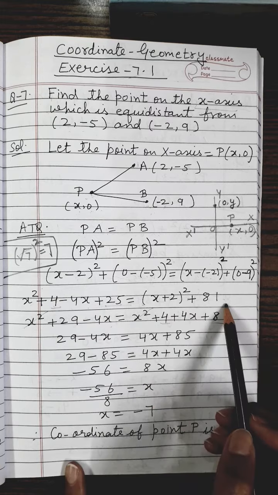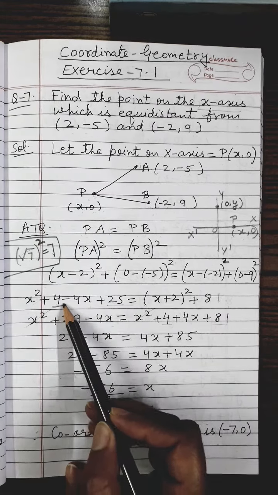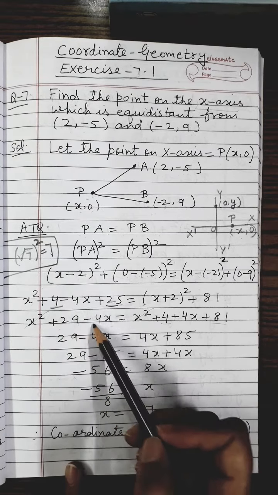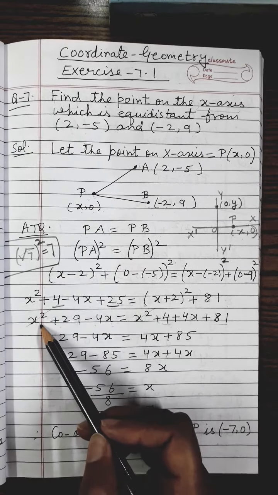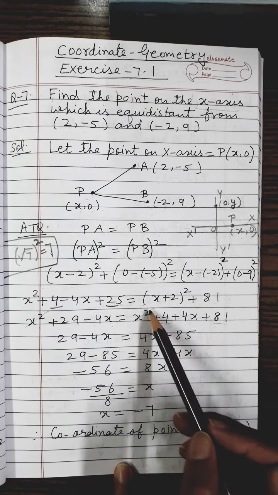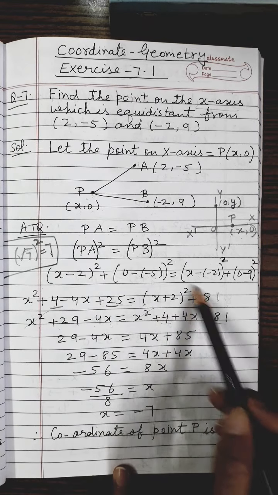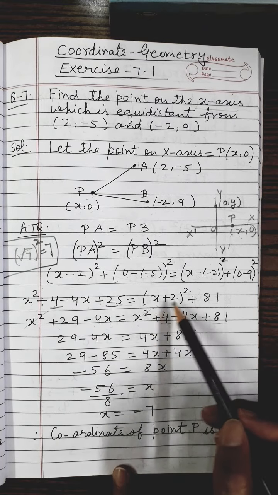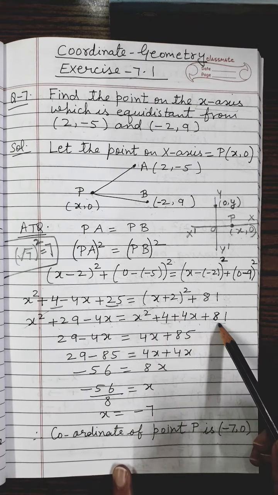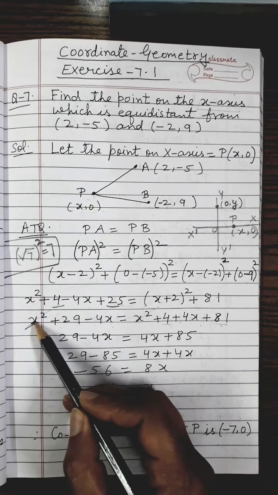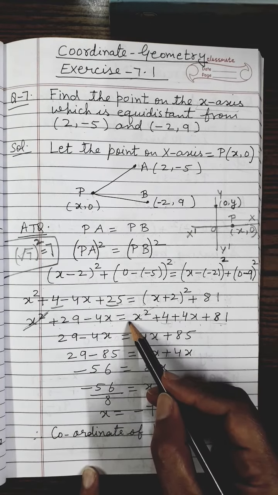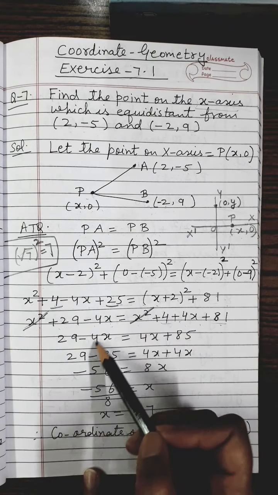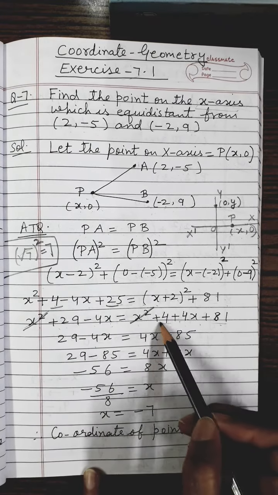Now this left side is as it is. On the left side we just added 4 plus 25, which will give you 29, and minus 4x is as it is, x square is as it is. Come to the right side, a plus b whole square, use this formula to open this bracket. So this will give you x square plus 2 square means 4, plus 2 into x into 2 will give you 4x, and this is plus 81. Now I can cancel x square, which is on the left side and also on the right side, so I can cancel these two.